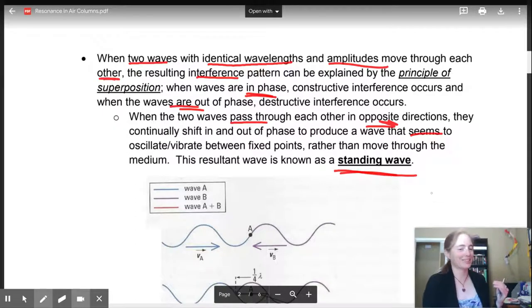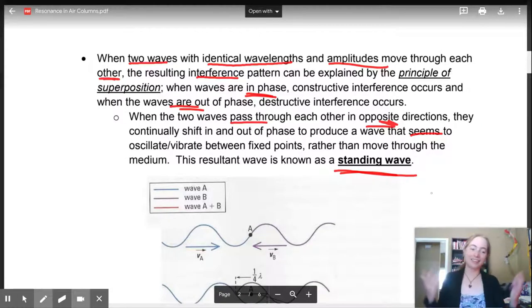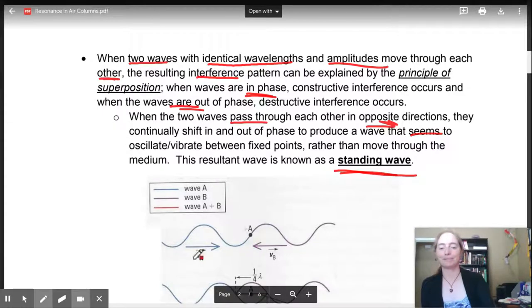I think it's kind of a silly name because the waves are moving. They're not actually standing still, but that's what they decided to call them. So that's what we're going to call them.